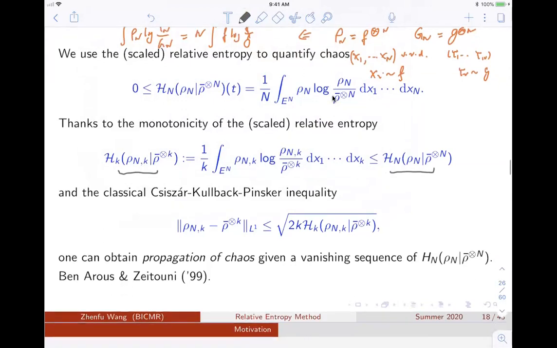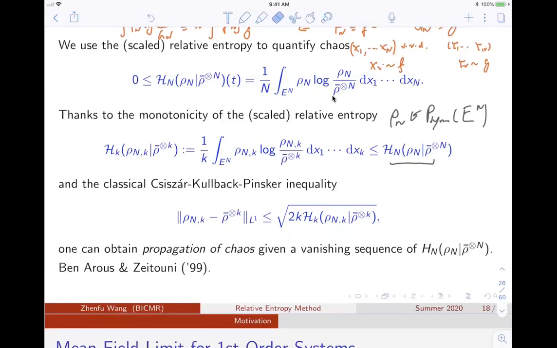This seems very easy to prove, but you can try to prove it, or you can find a proof in my thesis. Here we need to use the property that rho n is a symmetric probability measure. So the relative entropy in n dimension will control the relative entropy in k dimension.